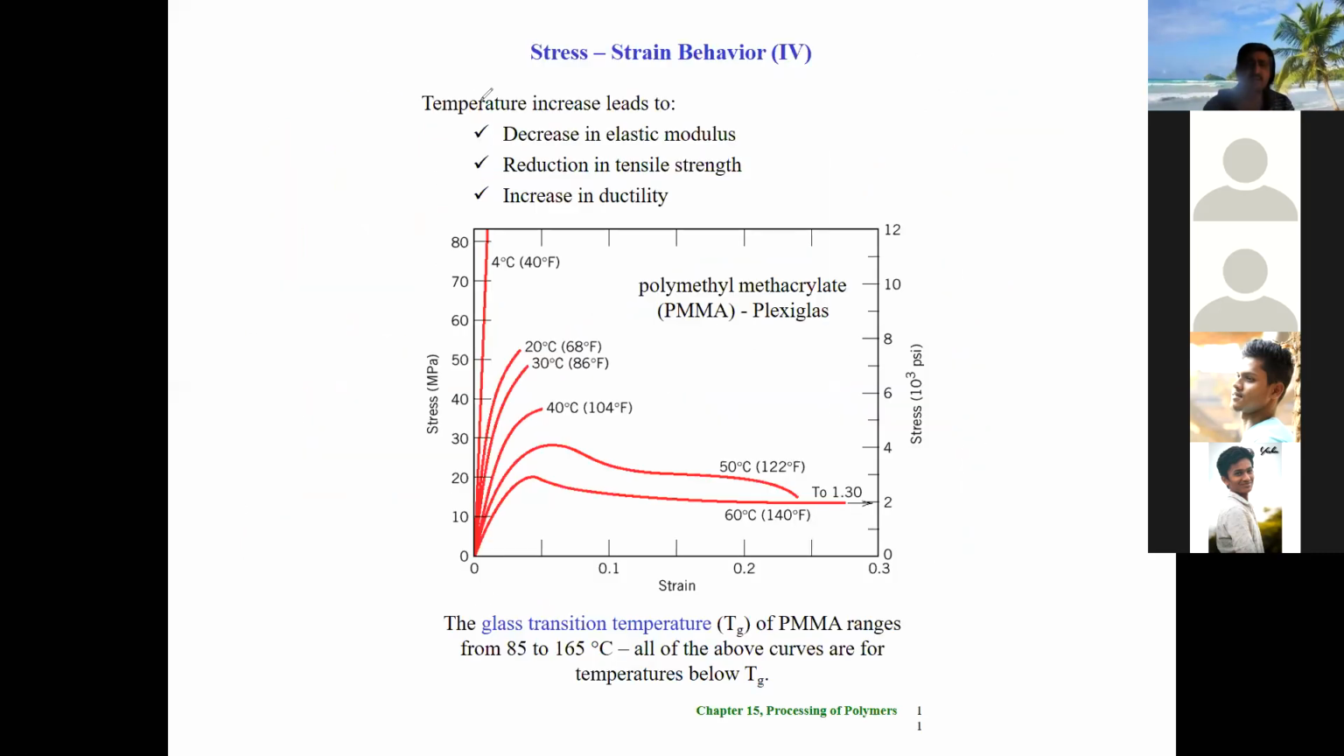Okay. What happens to the temperature? What happens to the stress-strain behavior with temperature? This we'll see in the next class.